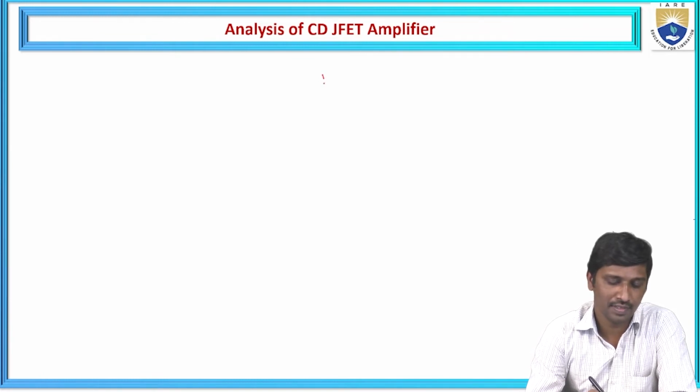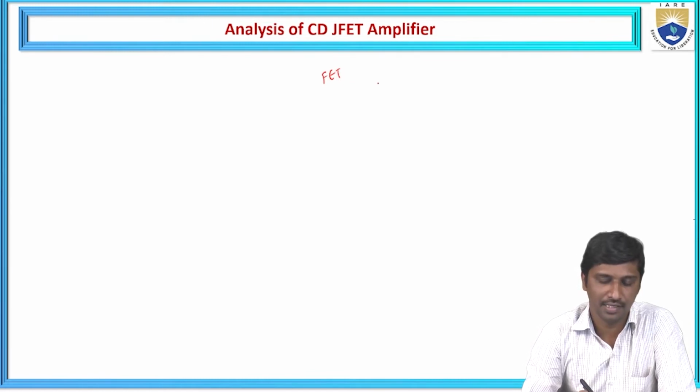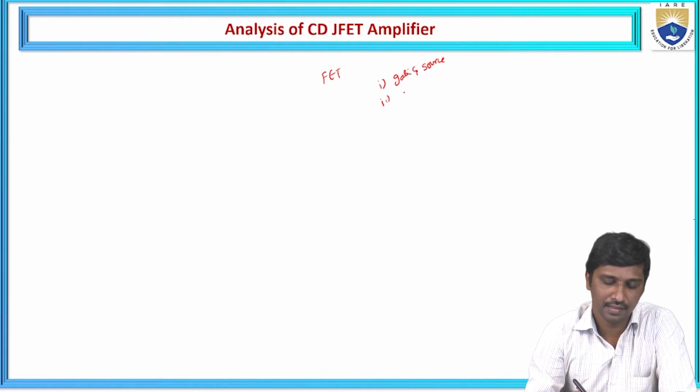Generally, we know that the FET is nothing but the field effect transistor. It is called a field effect transistor because in that transistor, the drain current is controlled by an applied electric field between two terminals. One is between gate and source, and another one is between drain and source. So that is the reason.